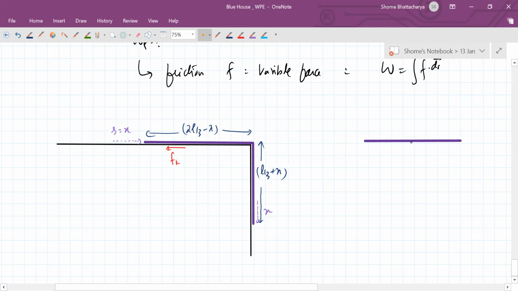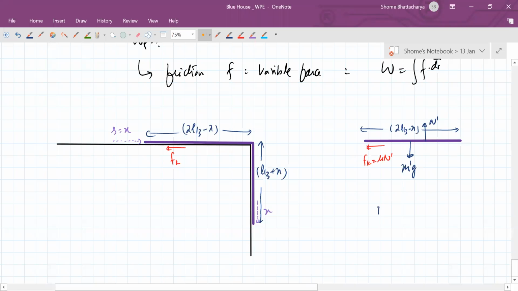So on this portion, there is some kind of weight acting. So let's say that is M prime G. So some kind of normal reaction acting N prime. So there is kinetic friction acting, which is mu N prime.